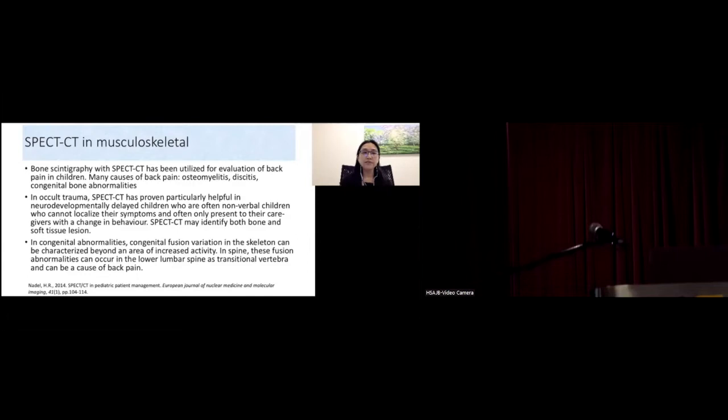In congenital abnormalities, congenital fusion variation in the skeleton can be characterized beyond an area of increased activity. In the spine, these fusion abnormalities can occur in the lower lumbar spine as transitional vertebra and can be a cause of back pain.